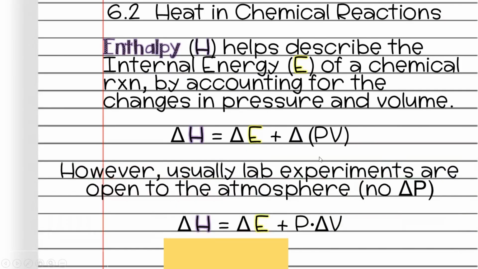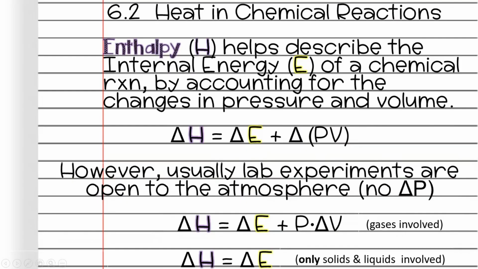Now, if you're in a laboratory setting, which most lab experiments are, most of the vessels are open to the atmosphere and there's no change in pressure. So it can be rearranged as delta H equals delta E plus the pressure times just the change in volume. And this is only if we're talking about gases. But if there's no gases involved, if it's only solids and liquids, there's very little, if any, change in pressure or volume at all. So it can just be rewritten as delta H equals delta E when there's only solids and liquids involved.